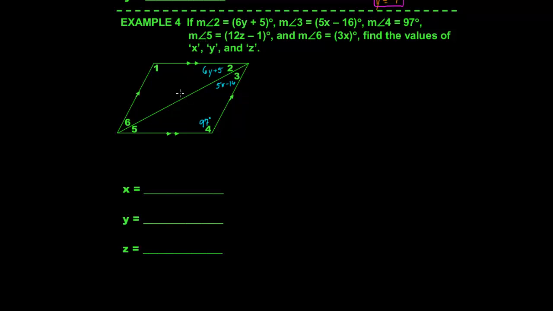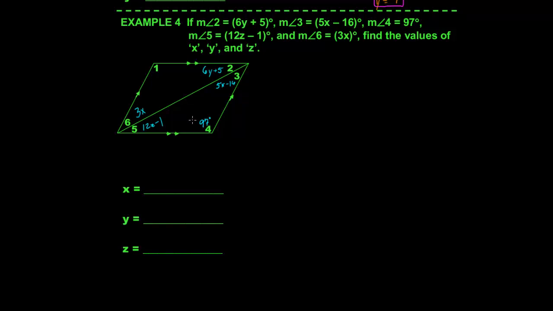Measure of angle 5 is 12z minus 1. So now we have a third variable. And the measure of angle 6 it gives us is 3x degrees. So find the values of x, y, and z.